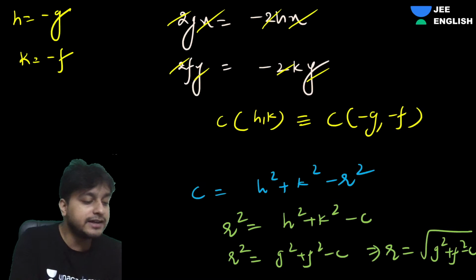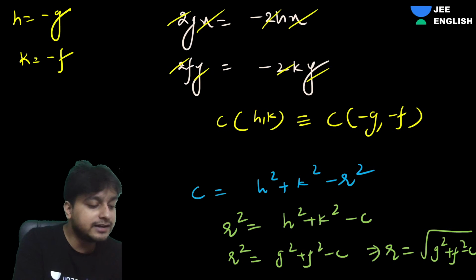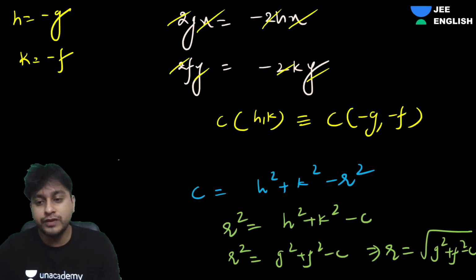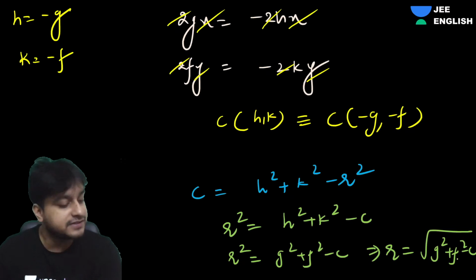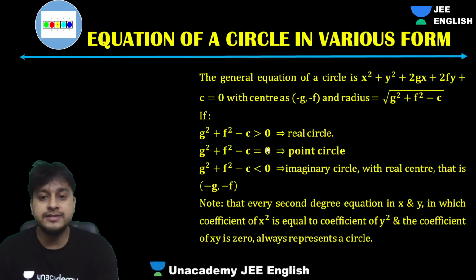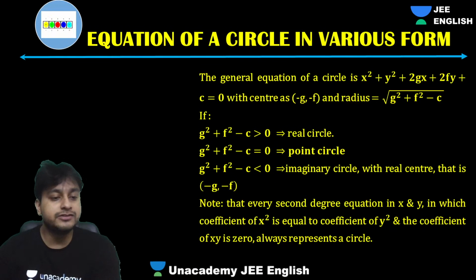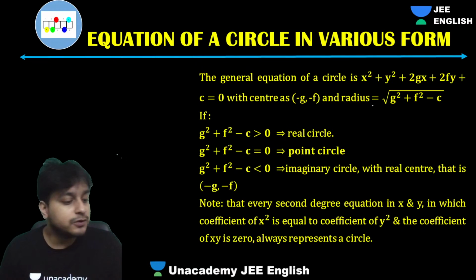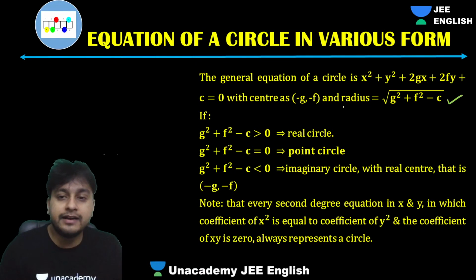This is an amazing result we got. So we got the radius also in terms of g, f, c. Fantastic. So guys, what is this? This is what we've got. So we've understood that if a circle is given like this, we can get its center and radius within seconds. Let me give you an example.